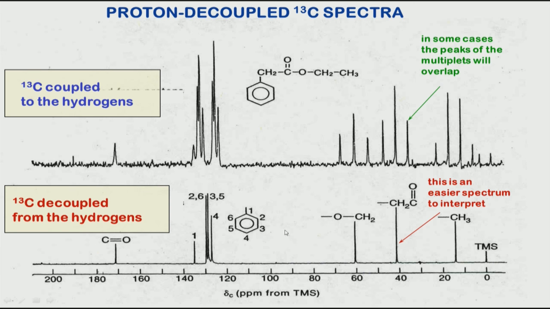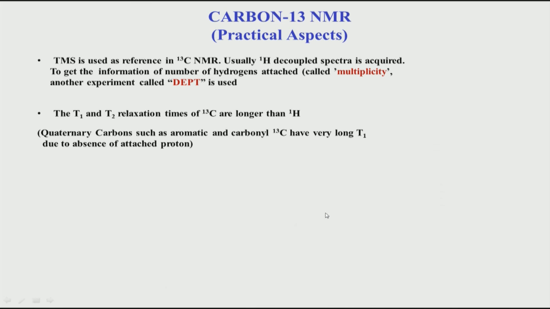So as far as interpretation is concerned, it is easier to interpret and I do not have to bother about the overlapping peak structure. So you can see that is how the cleaner spectrum comes. Most of the time when we look at analyzing the molecules, we will be looking at this type of spectrum, which is the decoupled spectrum, okay, not the coupled. So let us see what are the practical aspects when you record a carbon 13 NMR spectrum.